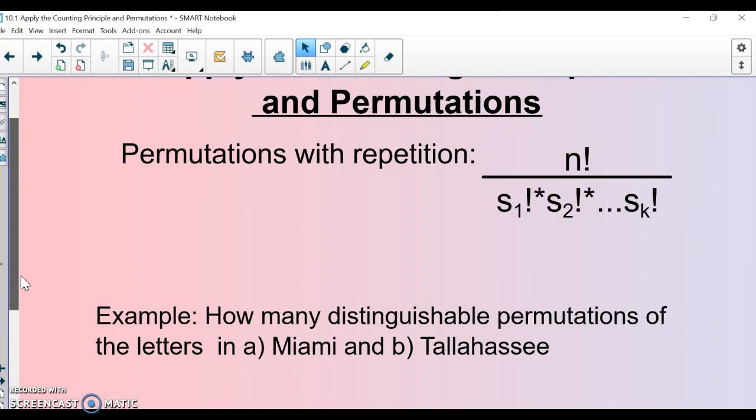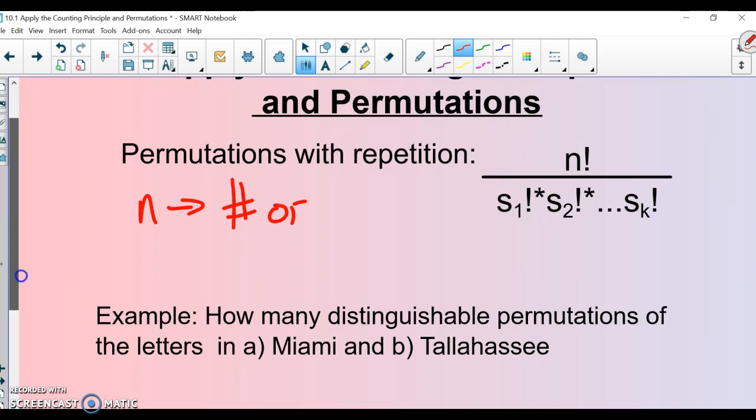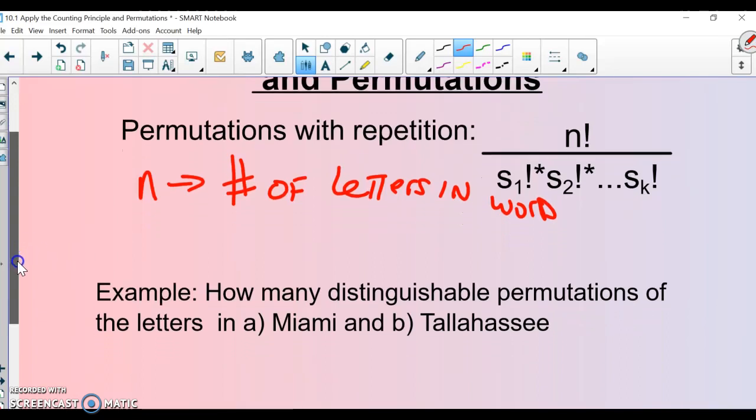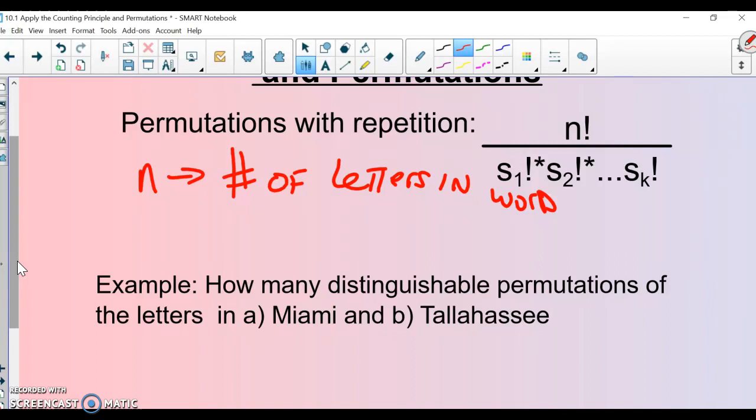Now, what does it all mean? N is going to represent the number of letters in the word. And what S1 or S2 or any of the S's represent is the number of times a given letter is repeated. Each of the S's represents a number of times any given letter is repeated.